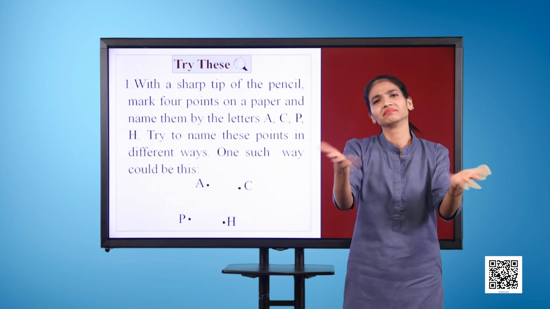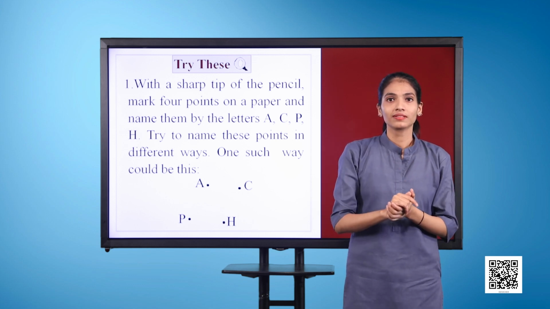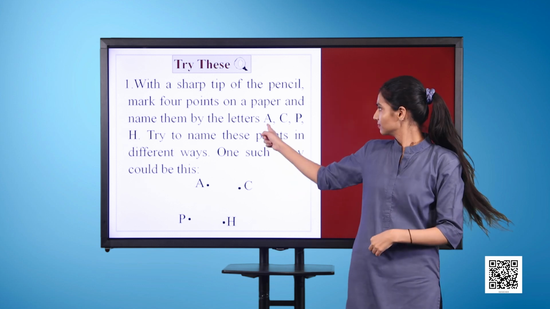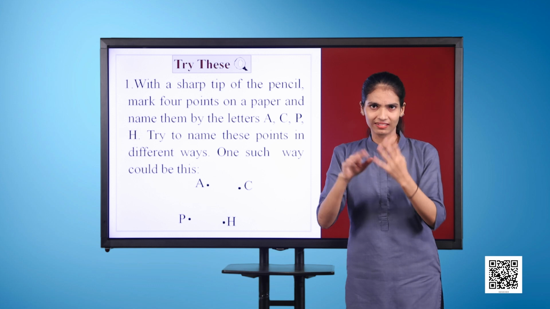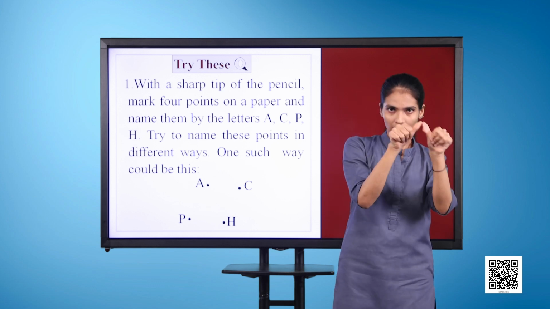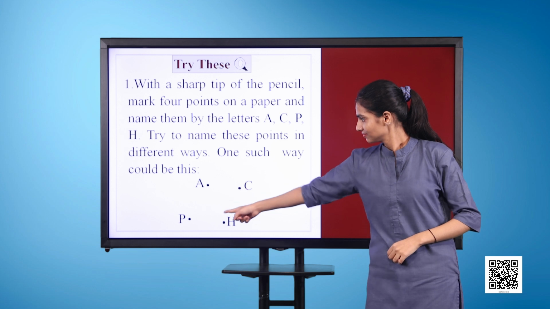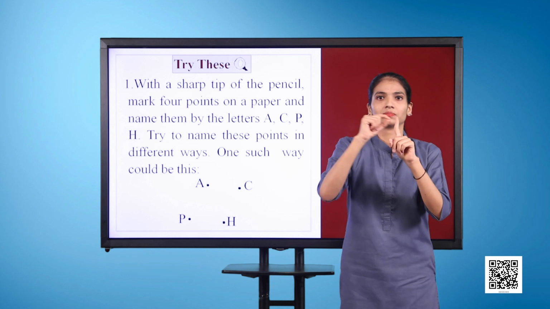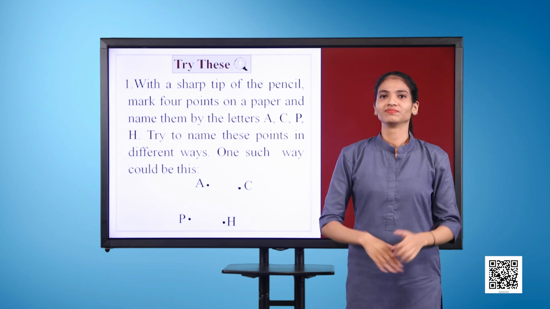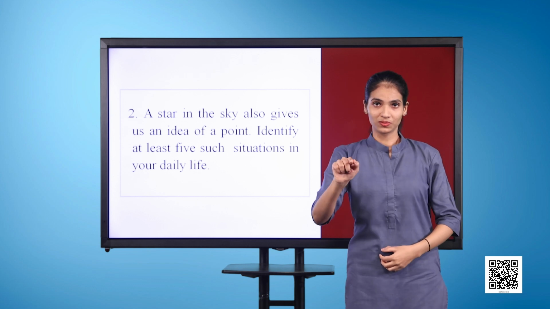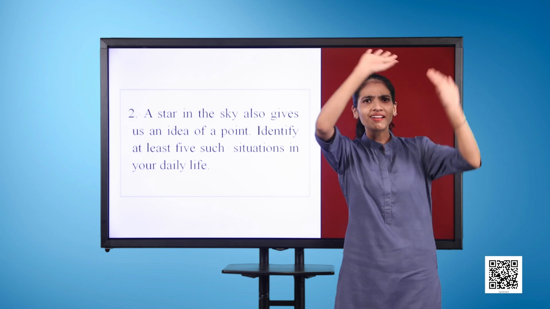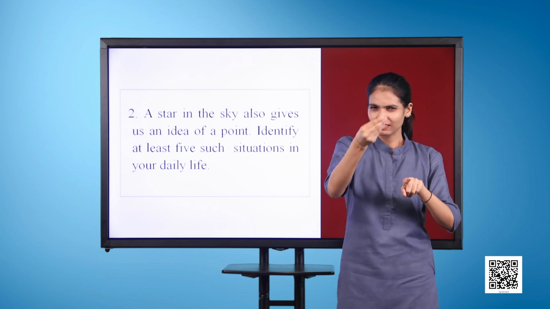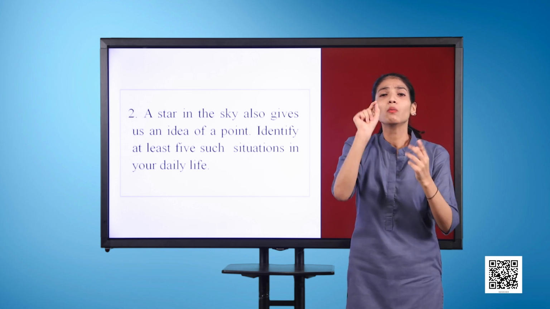Try these. 1. With the sharp tip of the pencil, mark 4 points on a paper and name them by the letters A, C, P, H. Try to name these points in different ways. One such way could be this: A, C, P, H. 2. A star in the sky also gives us an idea of a point. Identify at least 5 such situations in your daily life.